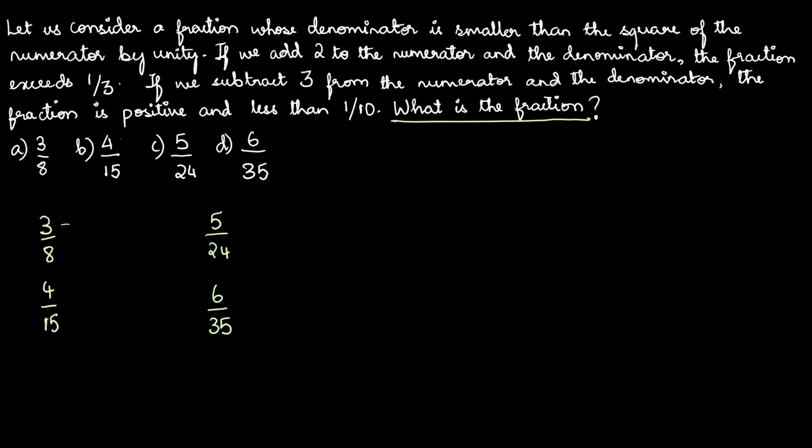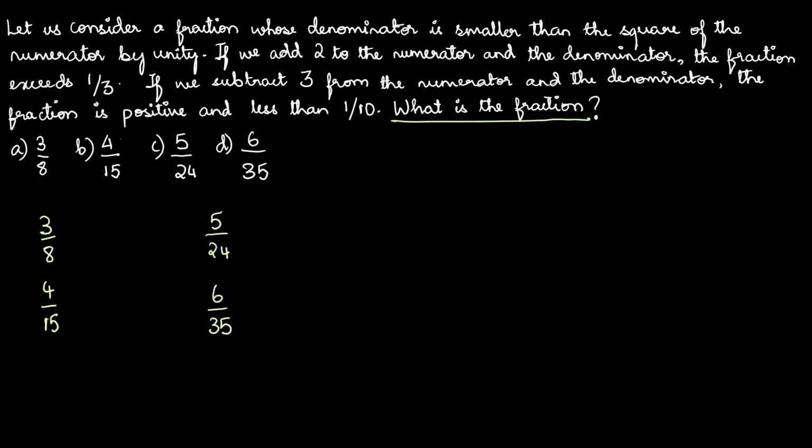So what is 3 square? 3 square here is 9. 9 minus 1 should give me 8, which it does. 4 square is 16. 16 minus 1 should give me 15, which again it does. 5 square is 25. 25 minus 1 should be 24, which it is. And 6 square is 36, and 36 minus 1 should be 35. All of these fractions meet that condition, so there is no differentiating factor over there.